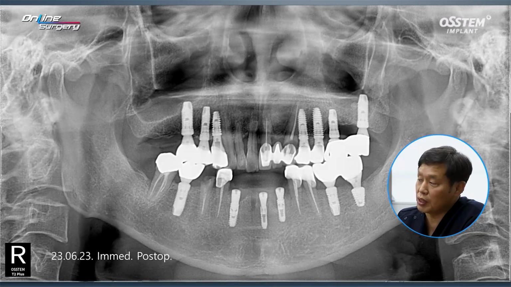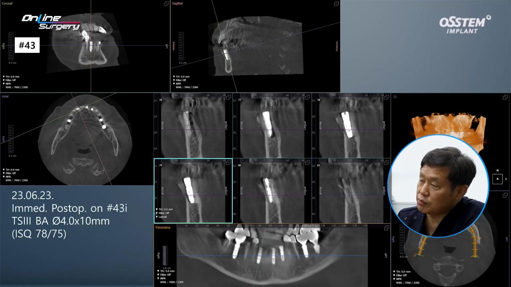This is the immediate post-op image. 3 implants were placed in lower anterior region with bone graft. In number 43, a 4.5 by 10 millimeter TS3 implant was placed. ISQ was 75 and 78, and within this extraction socket, there was bone graft done.